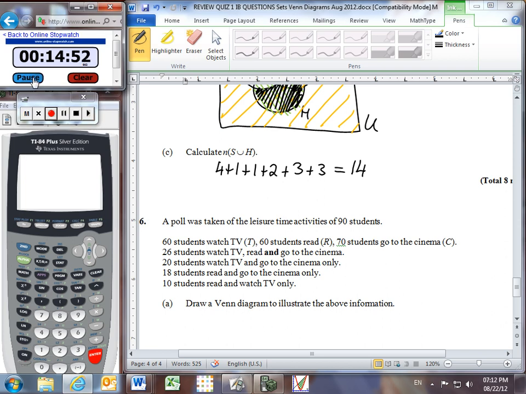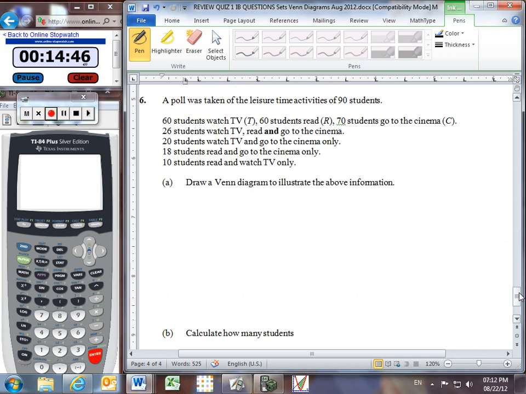Alright, last question is number 6. A poll is taken of the leisure time activities of 90 students. 60 watch TV, 60 read, 70 go to the cinema. Now you might already be thinking, wait a second, surely that's more than 90 students. But of course some of them are doing 2 or maybe all 3 of these different leisure time activities.